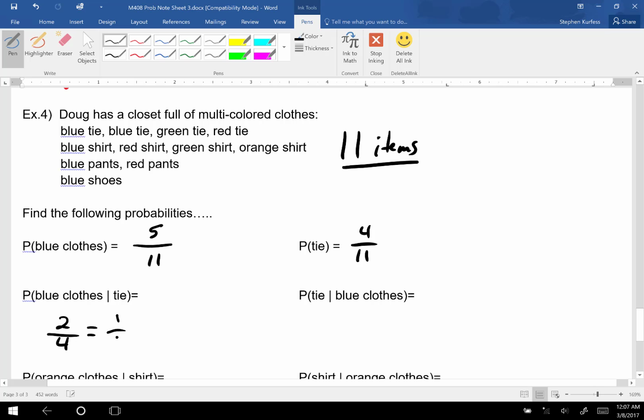So my answer is 1/2. It's probably picking blue clothes given that I picked a tie. All right, once again, we could have used our nice little friendly formula here. So let's actually just do one problem like that.